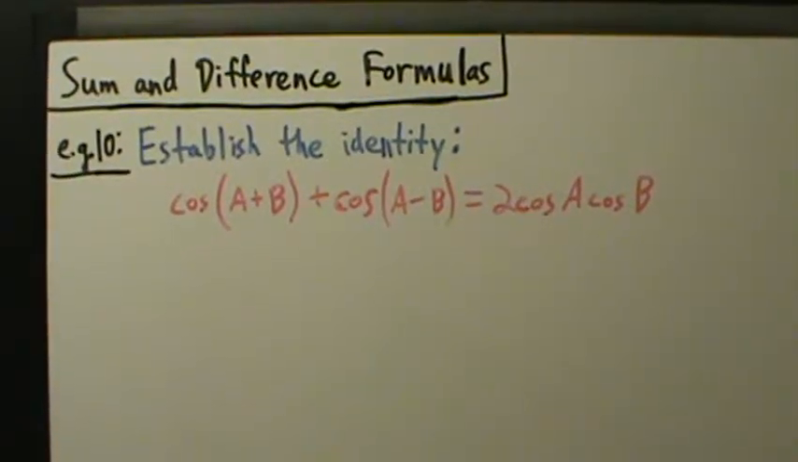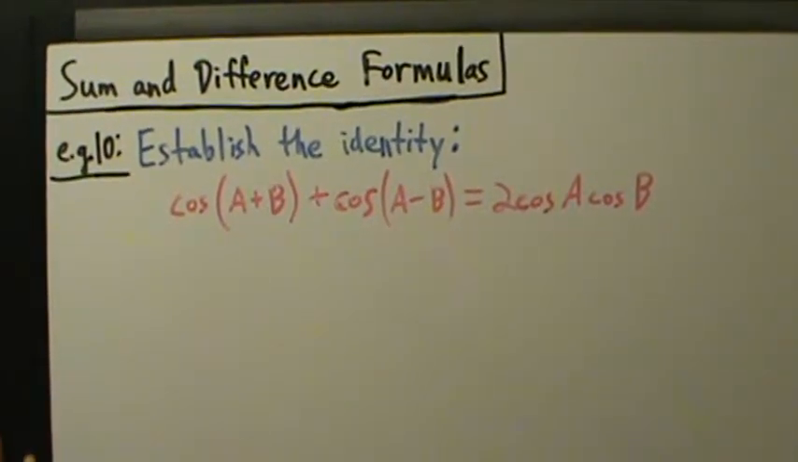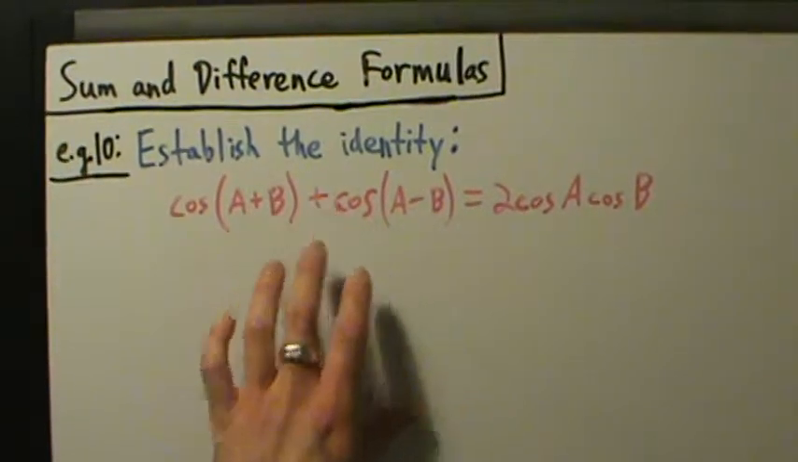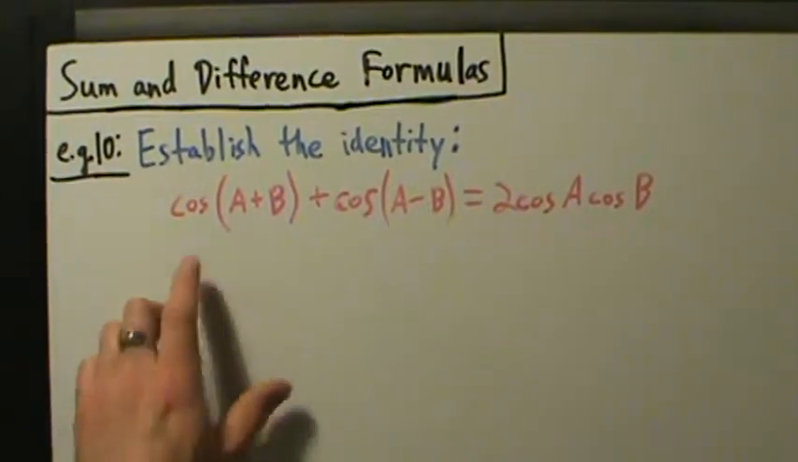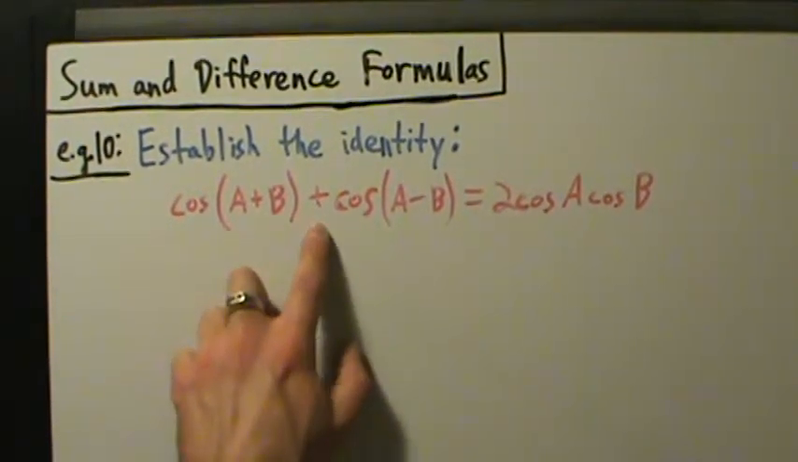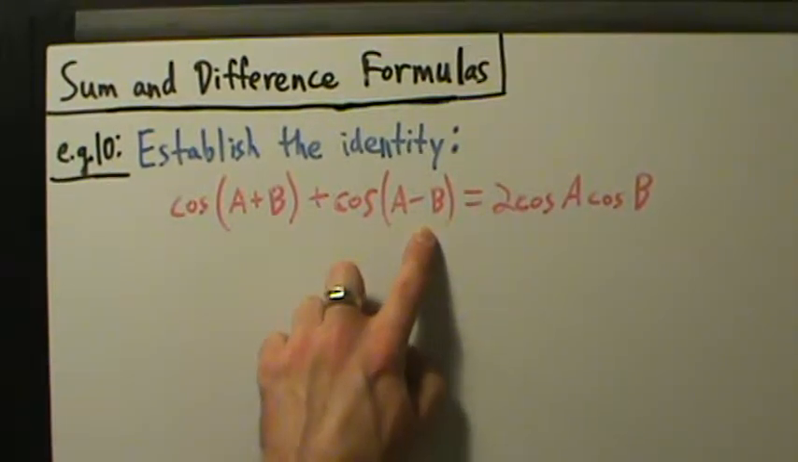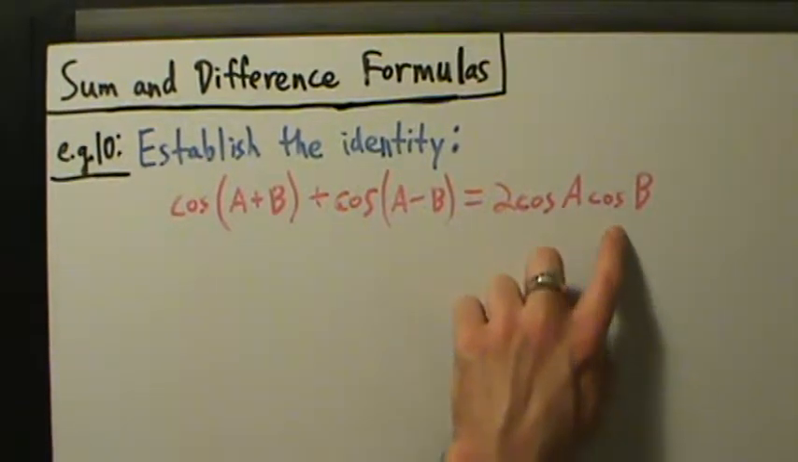Here's example 10 of using sum and difference formulas. So this is going to be an establish the identity problem. The identity we want to establish is cosine of A plus B plus the cosine of A minus B equals 2 times the cosine of A times the cosine of B.